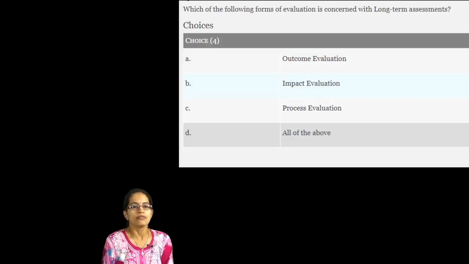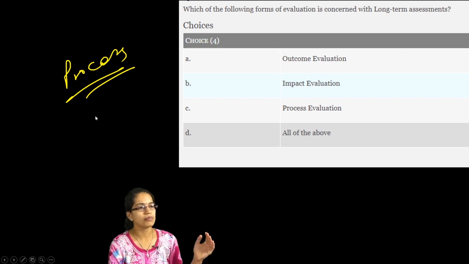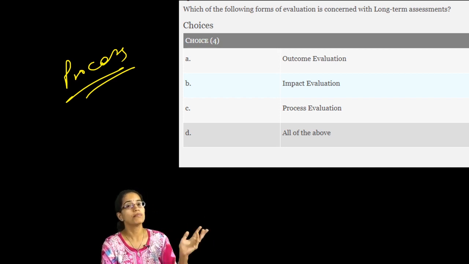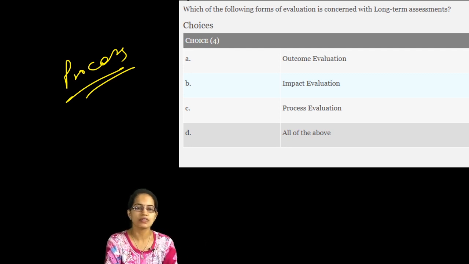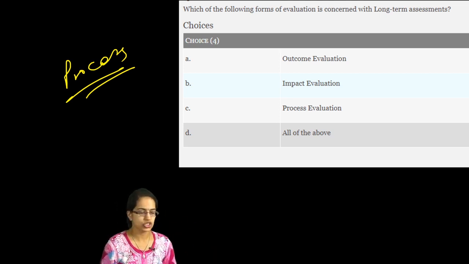The next question is, which of the following forms of evaluation is concerned with long-term assessment? Now we have three types given here. Let's talk about these three types one by one. When I say process, what does process actually mean? Process means I am talking about how things happen, the implementation. Let's say I am talking about process evaluation in healthcare. So let's take healthcare as the focus and we'll discuss all the aspects based on that. When I'm talking about healthcare, I'm talking about how the implementation goes on, how the work progresses, what time we would require, and how maximum effectiveness and efficiency would come in.